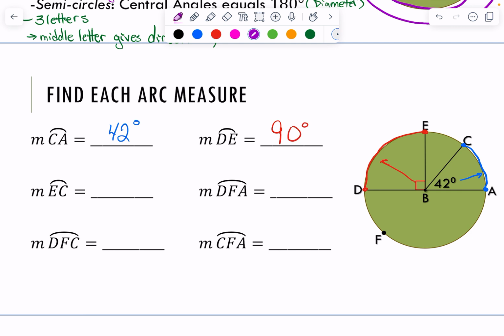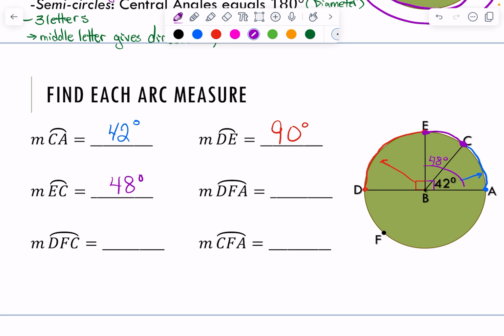Third one, EC. So I want to start at E. I want to go here to C. So I'm looking at this angle here. When I look here, I think to myself, okay, if this is 42, these two would make a right angle. So that means this has to be 48 degrees. So the measure of arc EC is 48 degrees.